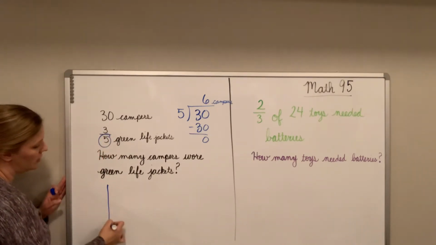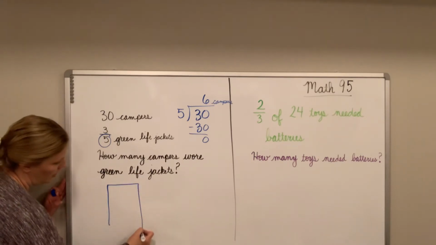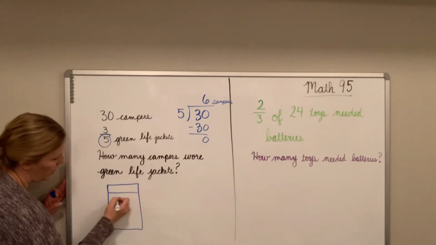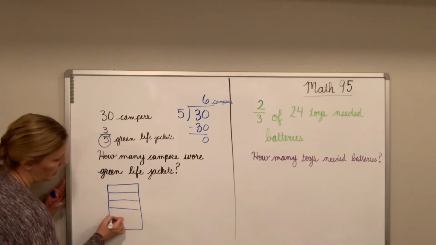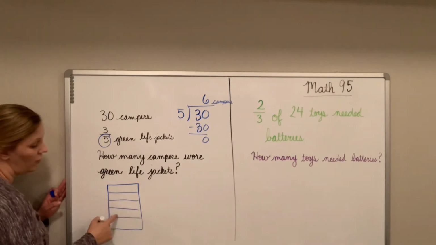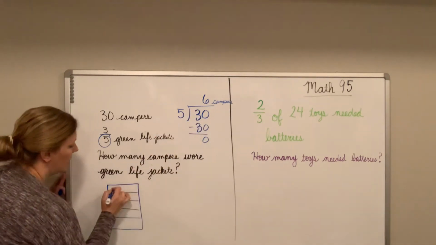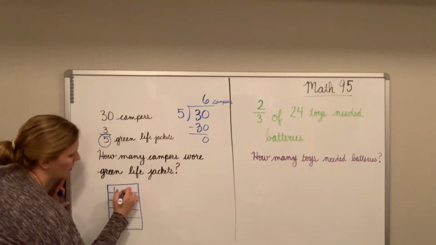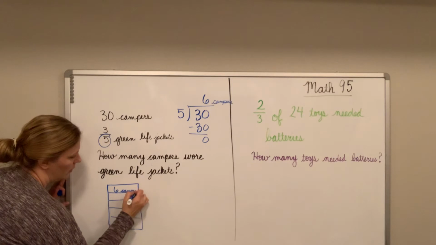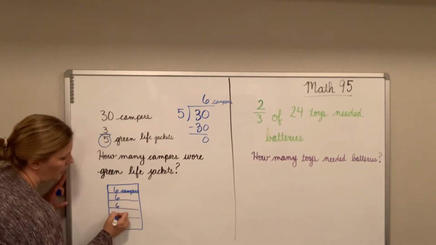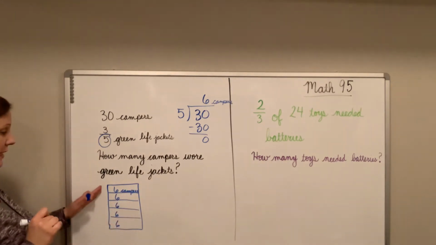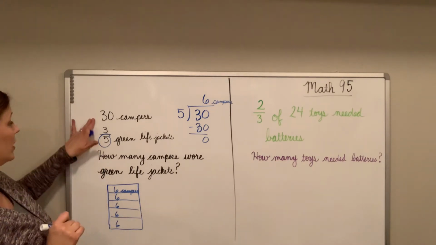So now I'm going to draw a picture of 5 groups: 1, 2, 3, 4, 5 groups, okay? And in each of these 5 groups, there are 6 campers. 6 in the first group, second, third, fourth, fifth. If I add 6 plus 6 plus 6 plus 6 plus 6, I'm going to get 30 total campers.